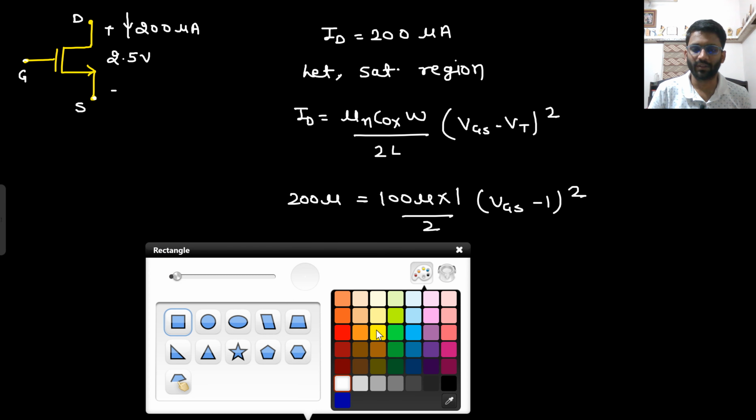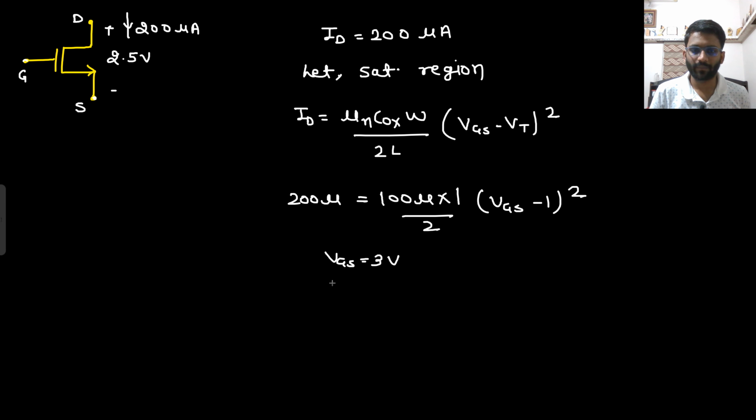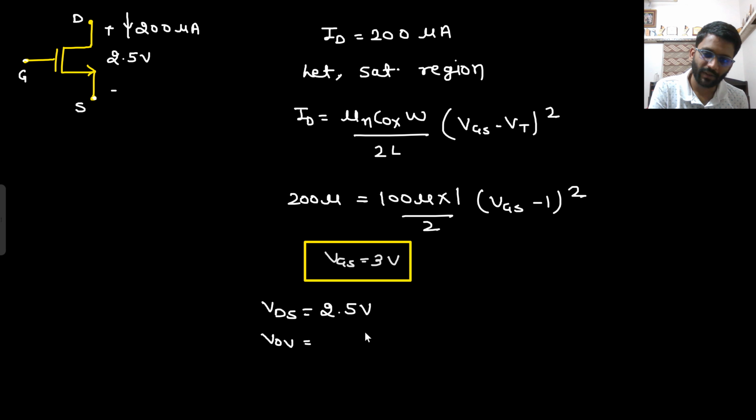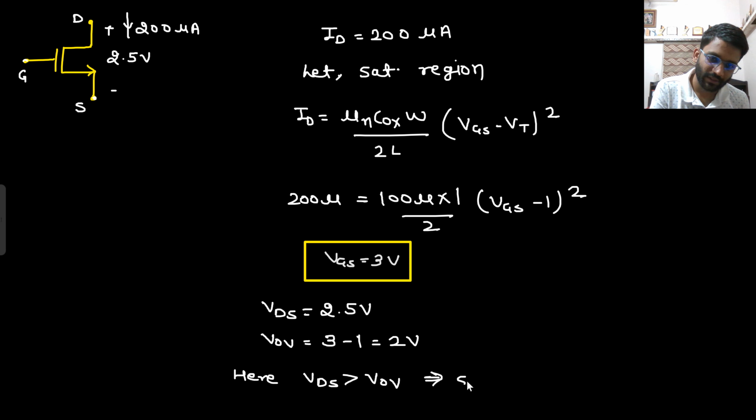Now your VGS is 3 volt. So if it is in saturation region, your VGS should be 3 volt. But let us check if our assumption is correct. VGS is 3 volt. What is VDS? VDS is 2.5 volt. What will be V overdrive? VGS minus VT, that will be 2 volt. Here VDS is greater than V overdrive. That means saturation region, and if it is in saturation region, that means your assumption is correct.